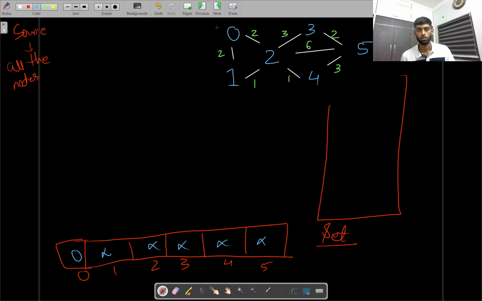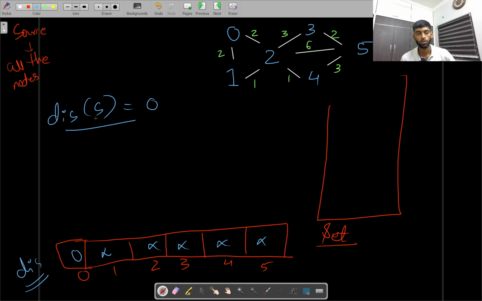Why? Because we are supposed to go from 0 to 0. How much distance will it take? Obviously 0. So for the source that will be given in the question, let's name this array the dis array. We will always write dis of source as 0, because the distance from a node to the same node is always 0. Okay, now let's move forward.